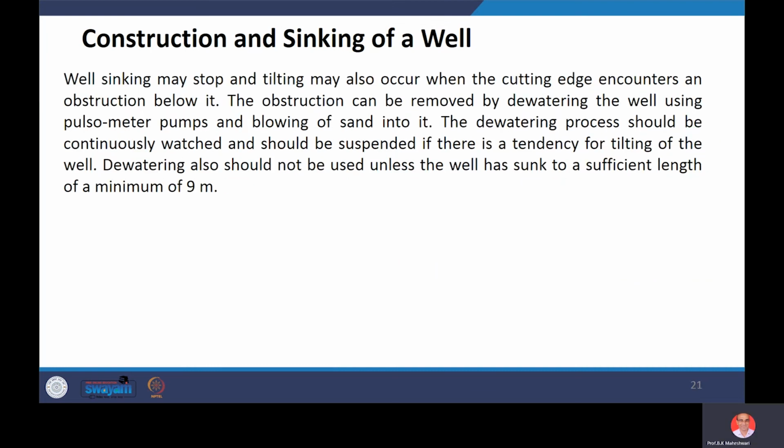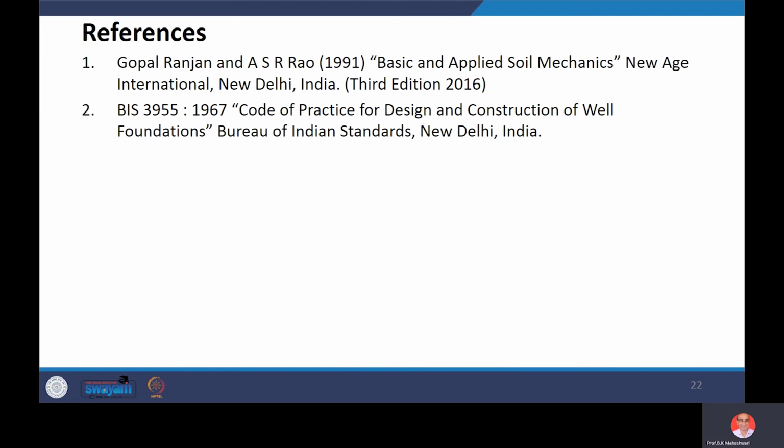So in summary, well sinking may stop and tilting may also occur when the cutting edge encounters an obstruction below it. The obstruction can be removed by dewatering the well using what are called pulsometer pumps and blowing the sand into it. The dewatering process should be continuously watched and should be suspended if there is a tendency for tilting of the well. Dewatering also should not be used unless the well has sunk to a sufficient length of minimum 9 meters. Okay, so at least the well should already have sunk to 9 meters, then only one should use dewatering. These are the references.